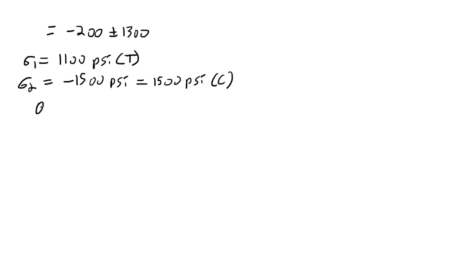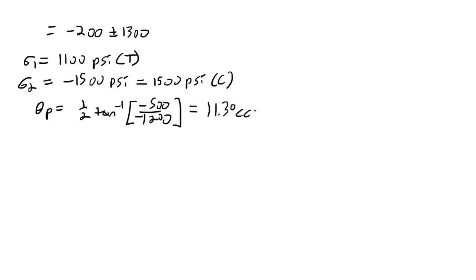And then theta p is equal to 1/2 the inverse tangent of negative 500 over negative 1200, equals 11.3 degrees counterclockwise. And this comes from just the same formula you've had earlier. We could have also used theta p equals the inverse tangent of tau xy over sigma x minus sigma y over 2. But that's neither here nor there.